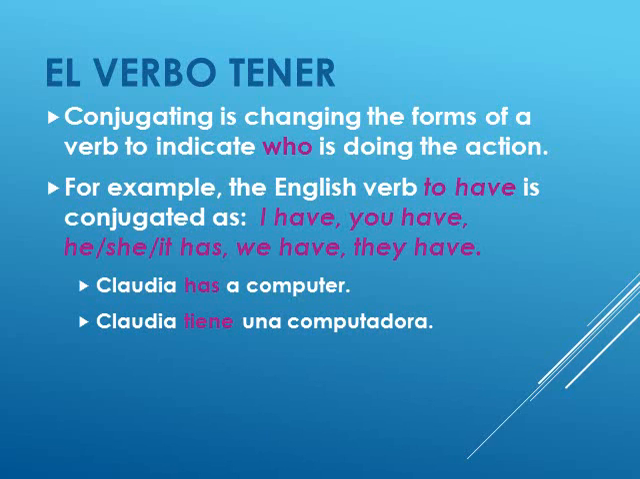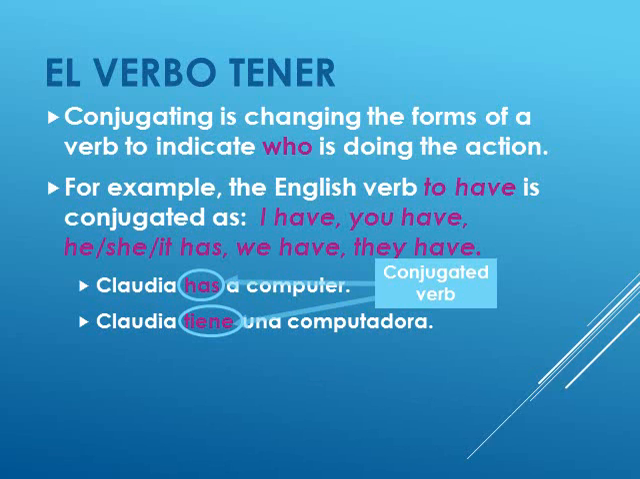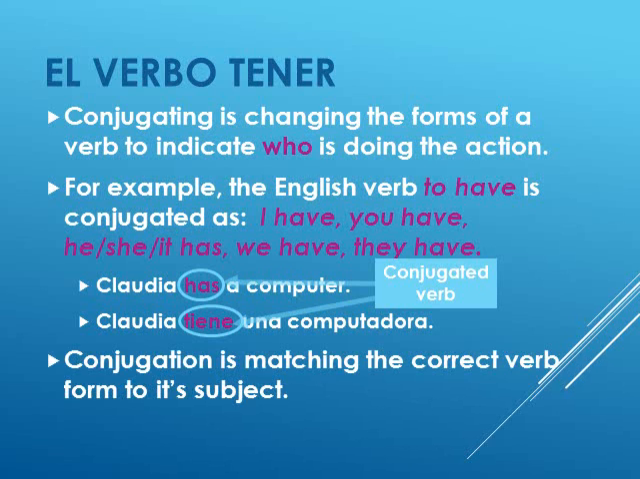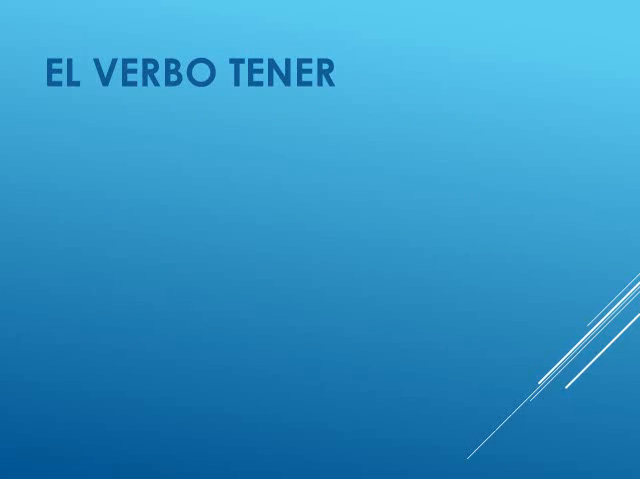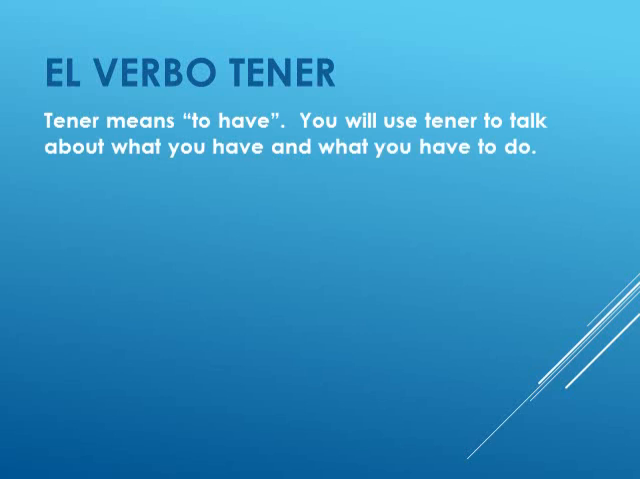Okay? So, Claudia has a computer. Claudia tiene una computadora. Okay? So has and tiene are both conjugated verbs. So conjugation is matching the correct verb to its subject. Okay? You wouldn't be able to say I has because it's not the correct match. All right. Tener means to have. You will use tener to talk about what you have and what you have to do.